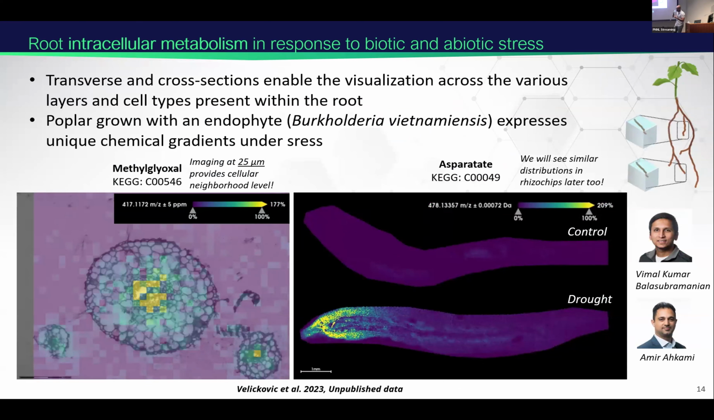Then we can also integrate this, or overlay this, with optical microscopy to reveal exact cellular specificity of those compounds. Like in the case of the poplar root, for example, you can see that this stress-reporting compound methylglyoxal is present in the vascular cells of the poplar root. And then you can also see how, for example, aspartate is more abundant in the drought, when we expose poplar to the drought stress, and how it is localized in the root tip.